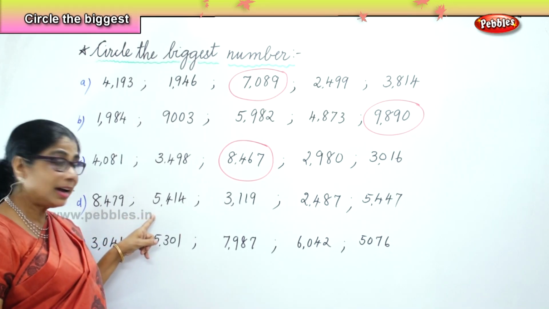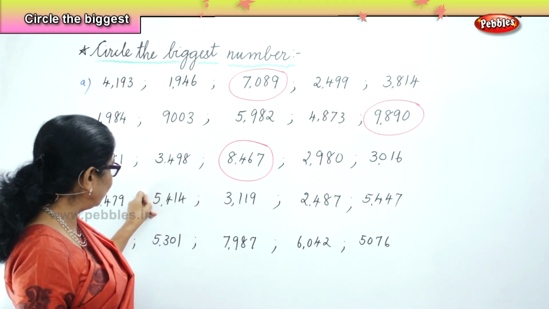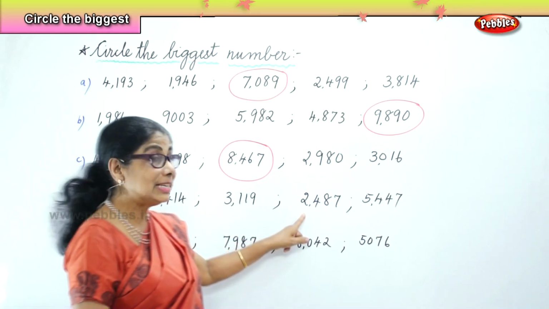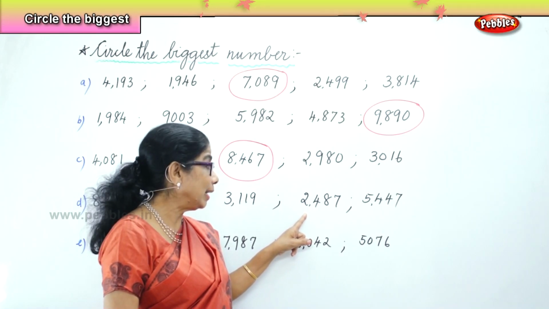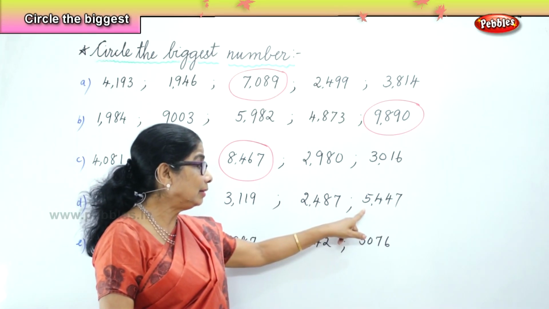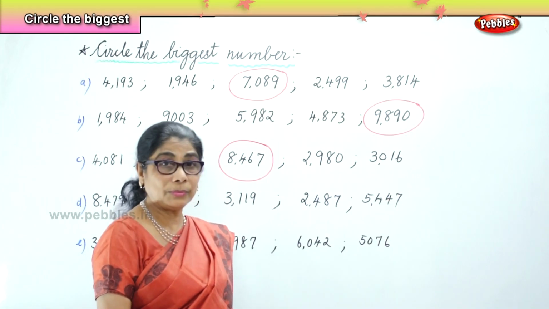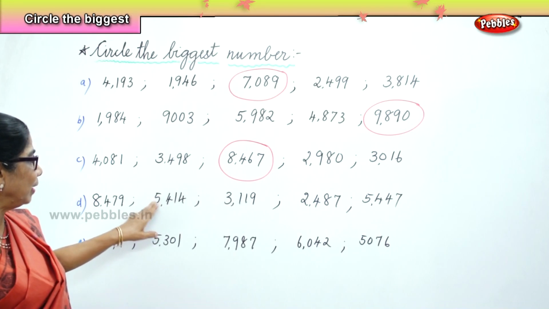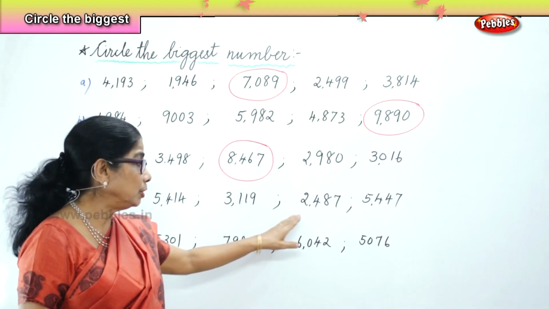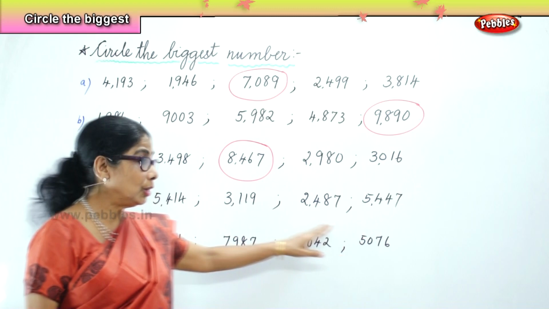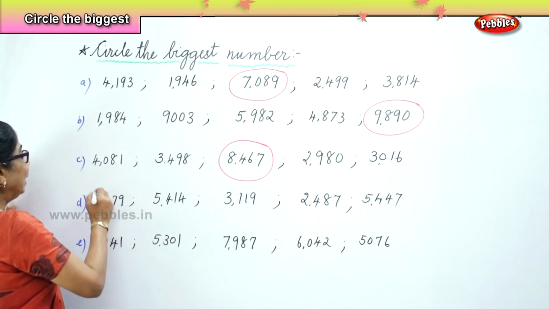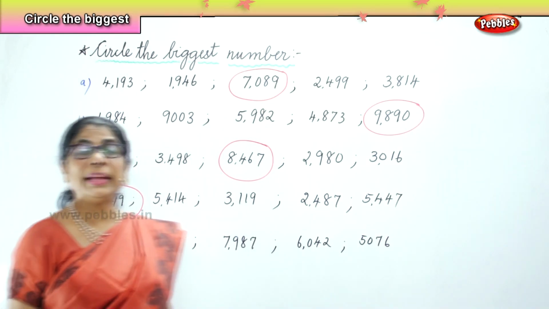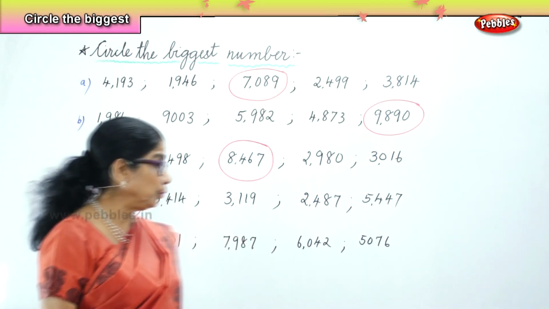8,479, 5,414, 3,119, 2,487, 5,447. What do we look at? Look at all the thousands. 8,000, 5,000, 3,000, 2,000, 5,000. So surely the first number, 8,479, is the biggest of the 5 numbers given to you.